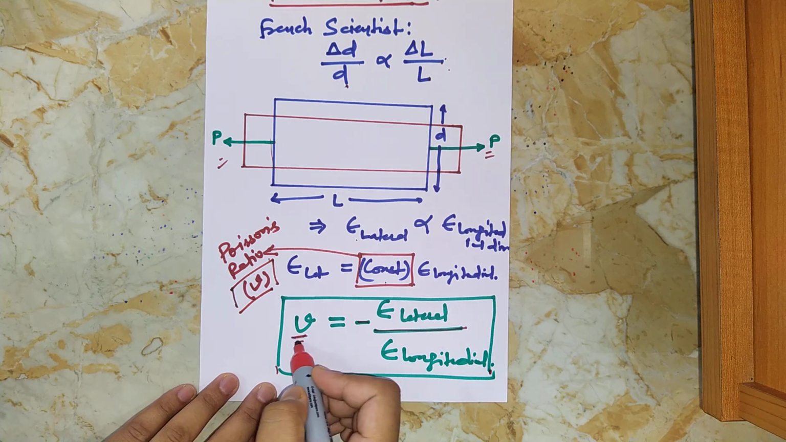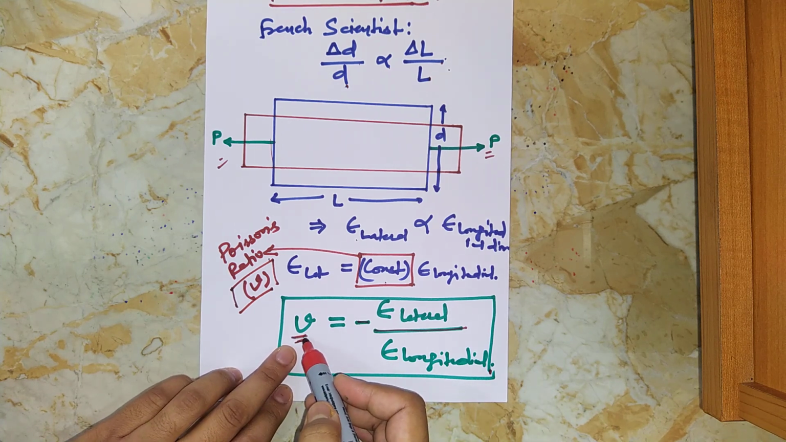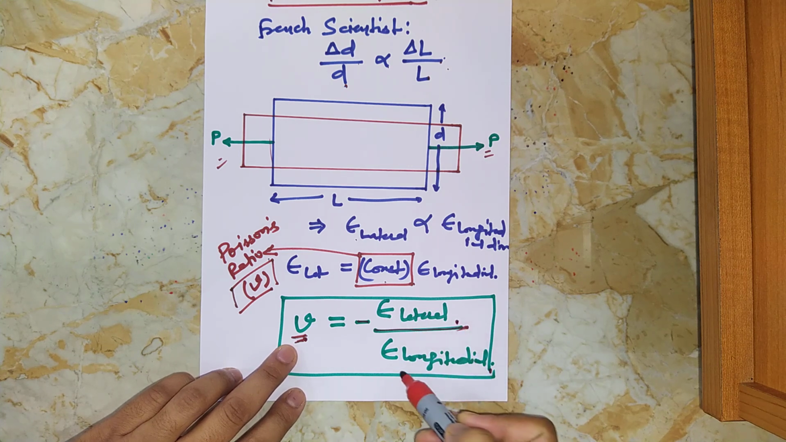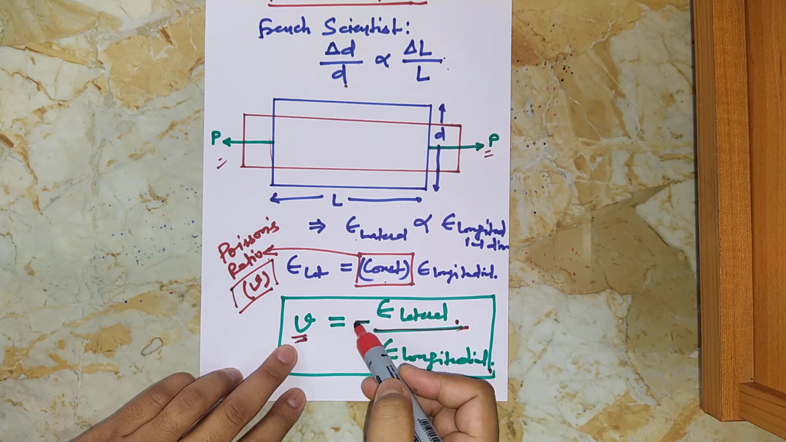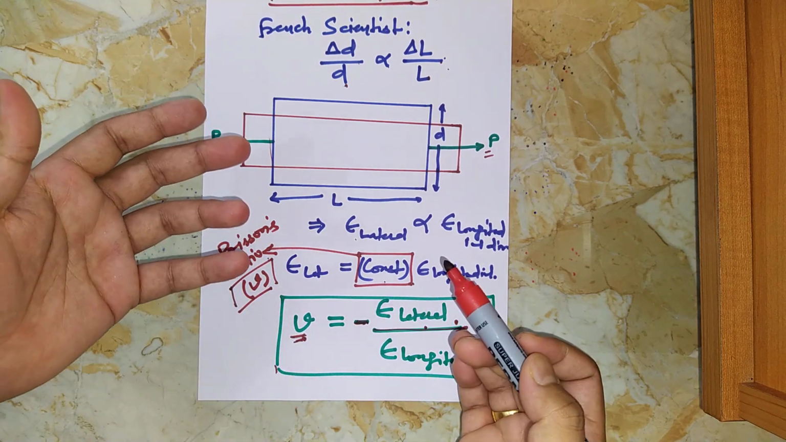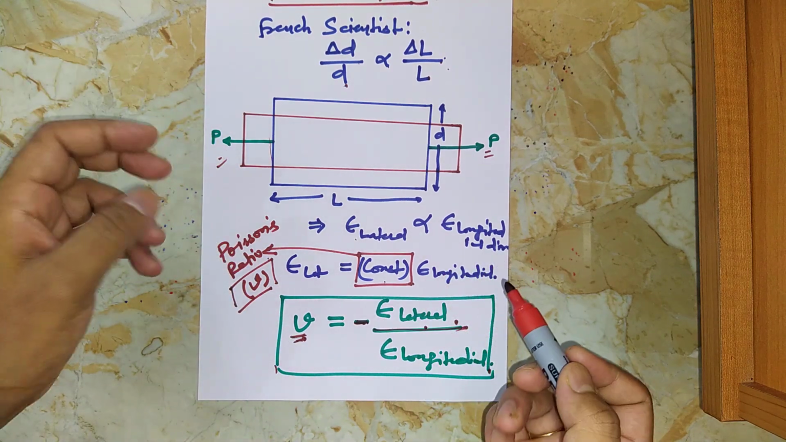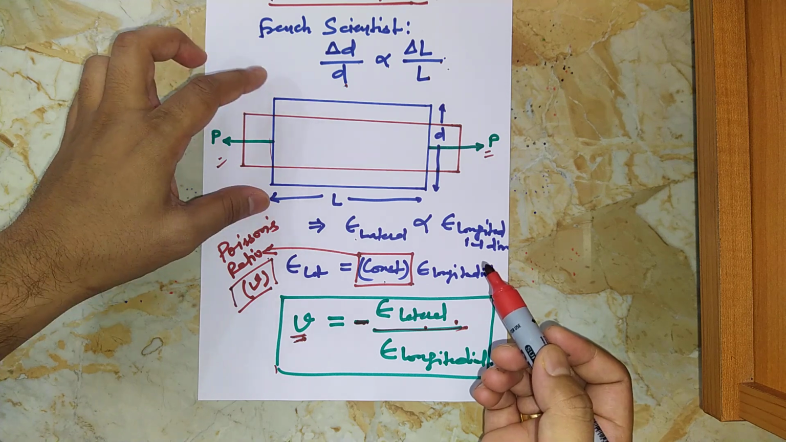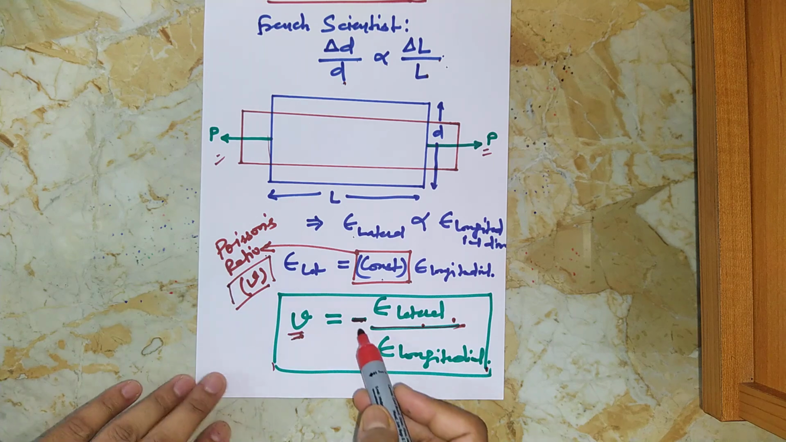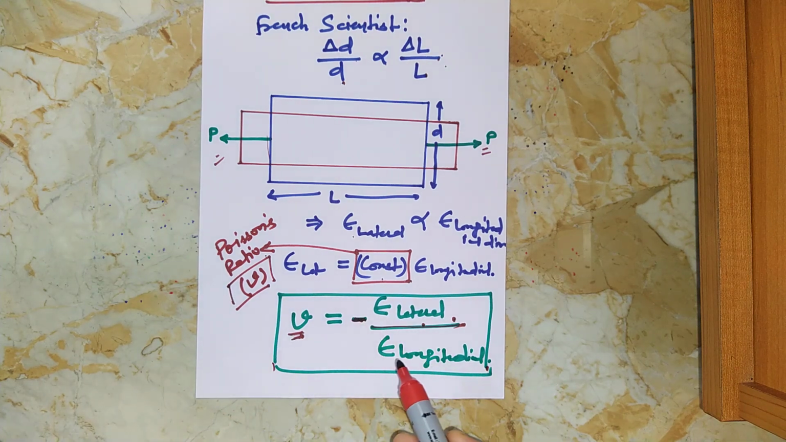So now we know that the Poisson's ratio is equal to lateral strain divided by longitudinal strain. We are multiplying it by a minus sign because lateral strain in many materials of engineering use has a negative sign. See here, it is elongating in one direction and compressing in the other. So to take care of that, we put this minus sign here.